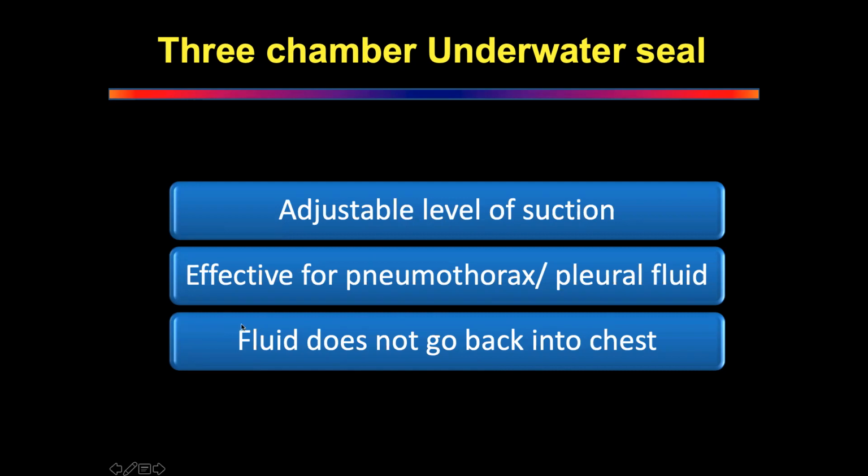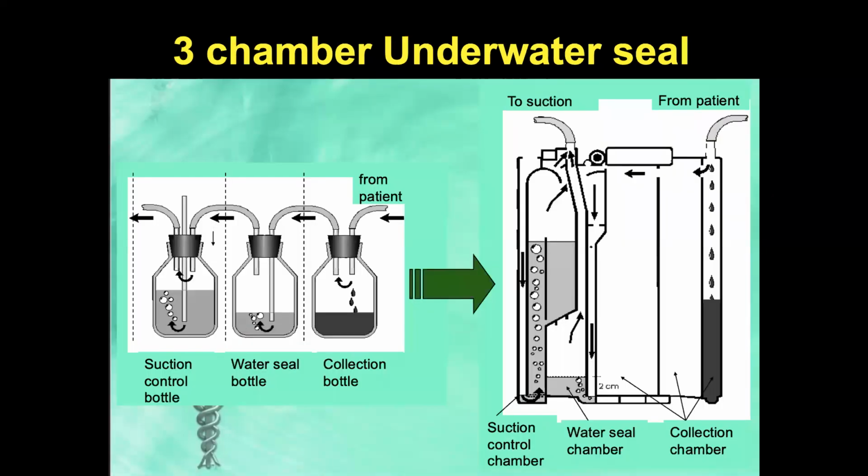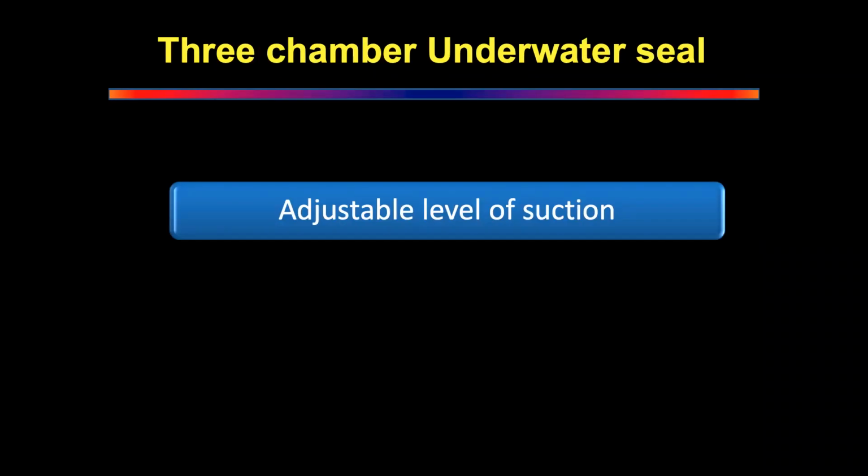So when I put up a picture of a 3-chamber, you should tell me these things. You should tell me that this is a 3-chamber system where fluid is collecting separately, air is collecting separately, and the suction can be vented. You can control the amount of suction that can be applied. In a 2-chamber, if you apply too much suction, you'll suck out all the stuff, okay? So the efficiency of a 2-chamber is not as good as the efficiency of a 3-chamber.